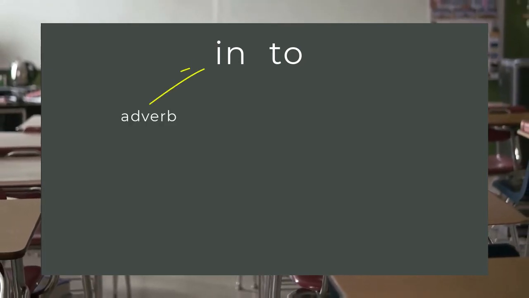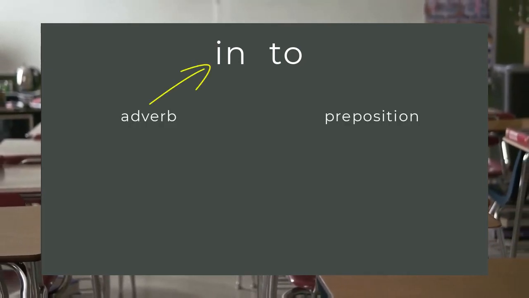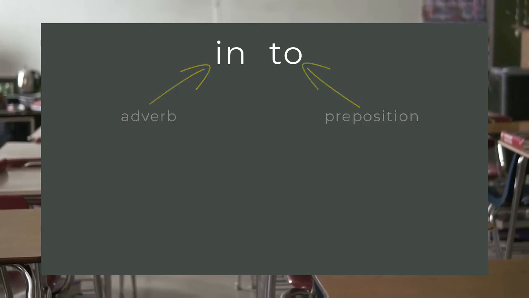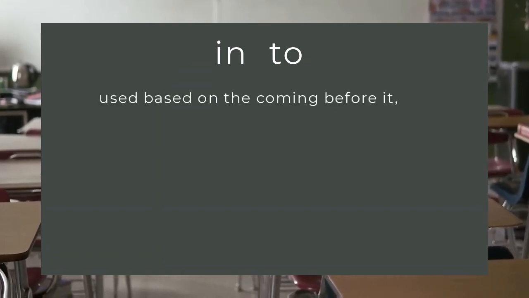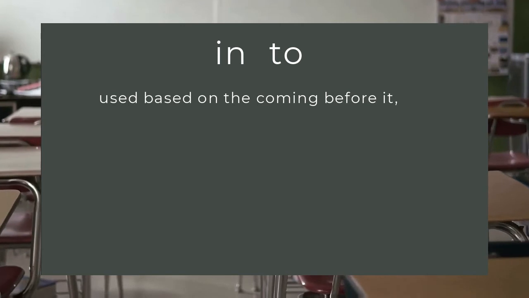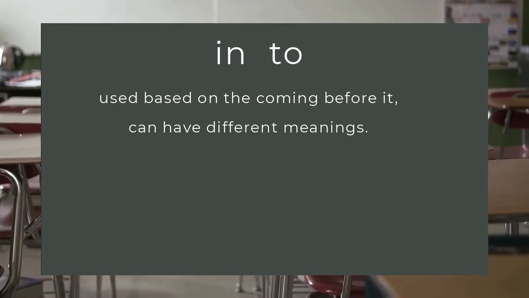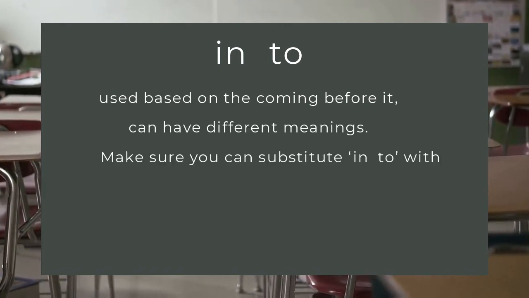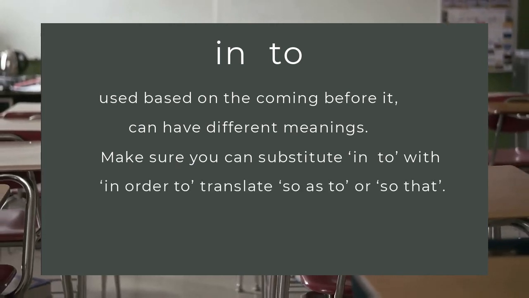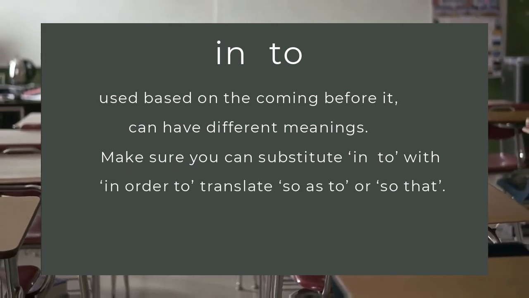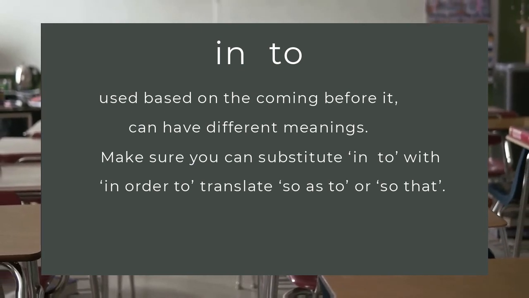"In" and "to," on the other hand, are two unrelated words, an adverb "in" and a preposition "to." "Into" is used based on the verb that comes before it and can have several meanings. To make sure we're using "into," we have to be able to replace it with "in order to," "so as to" or "so that."